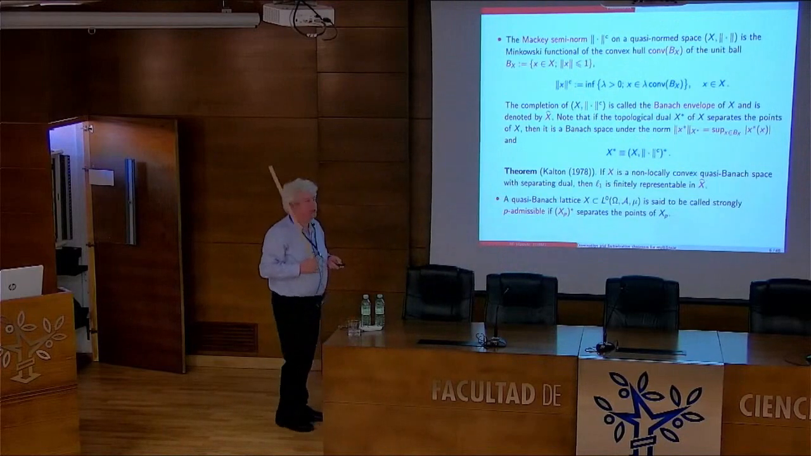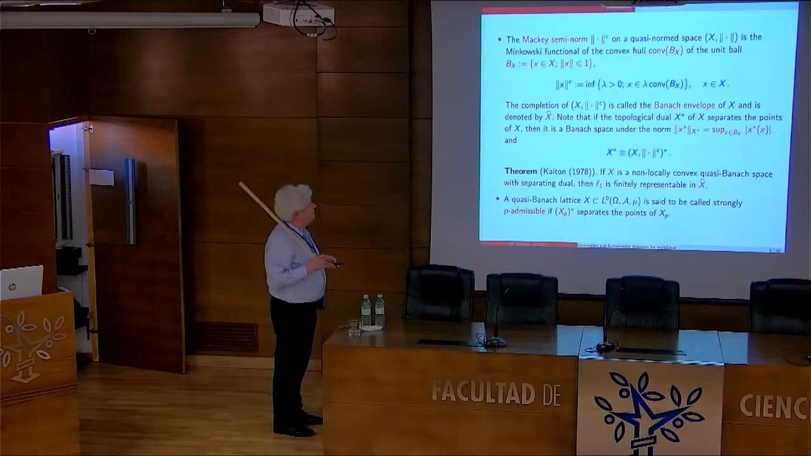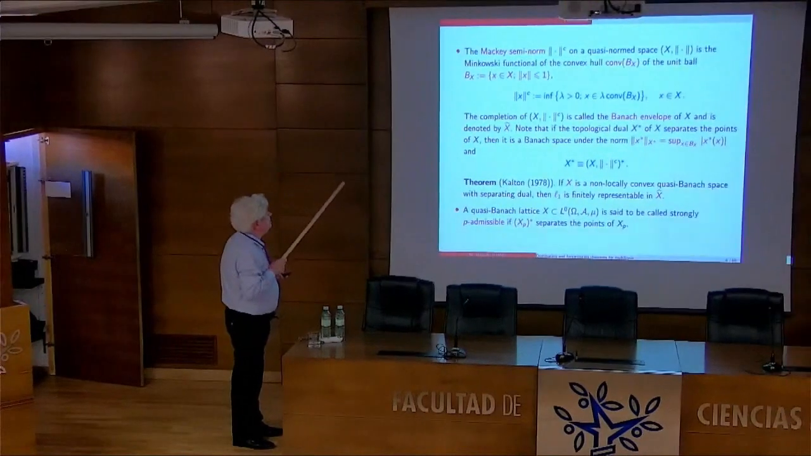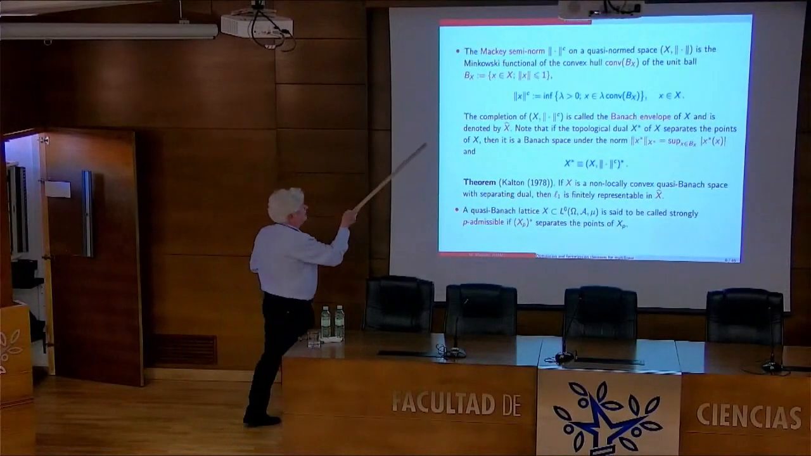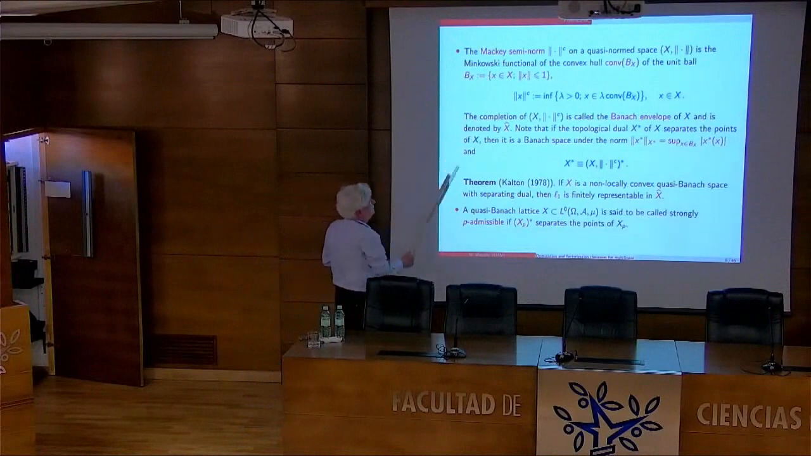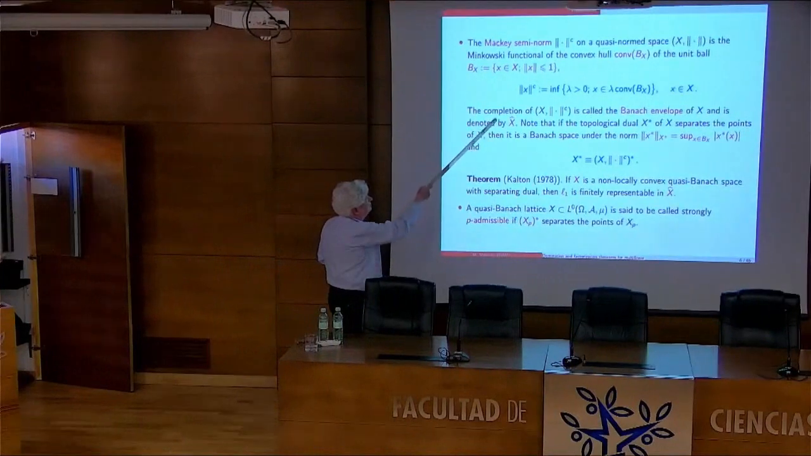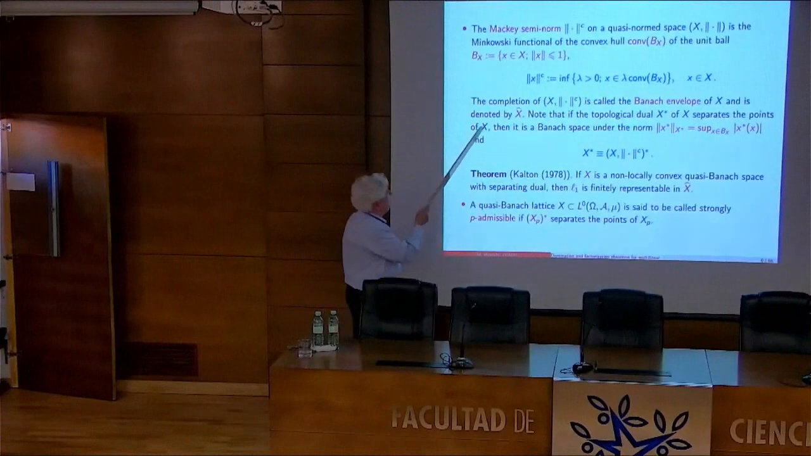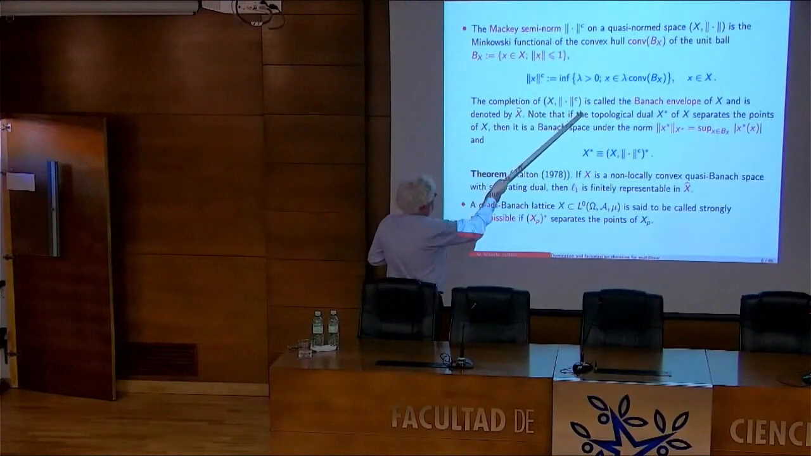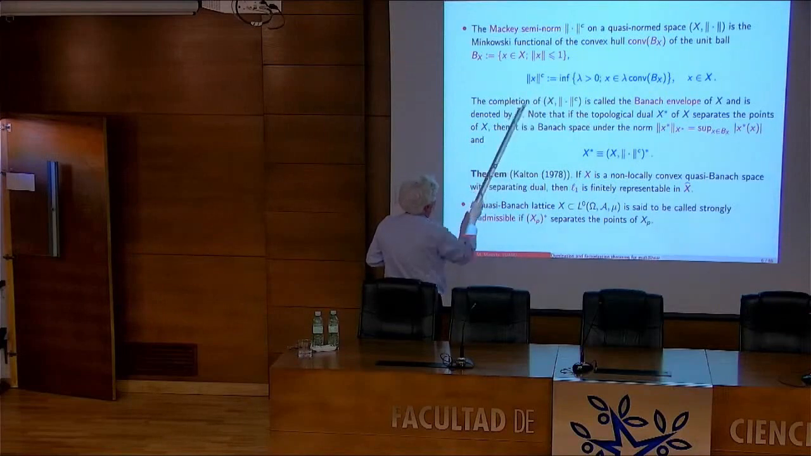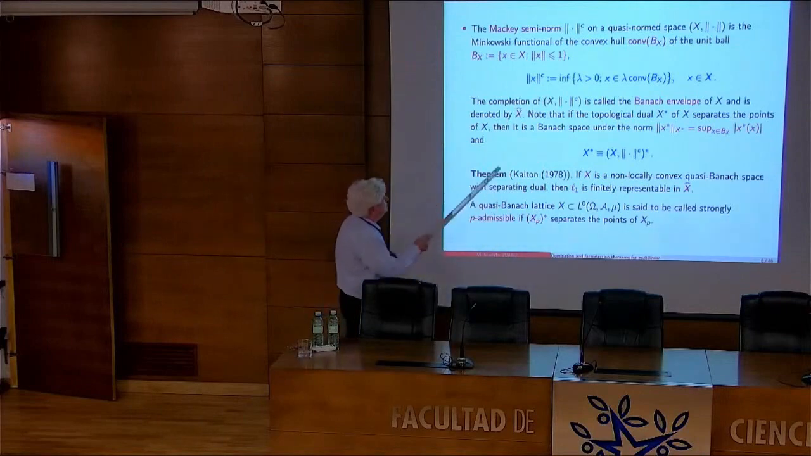In the case of quasi-Banach spaces, our space may have a trivial dual. The Mackey semi-norm on a quasi-normed space is a Minkowski functional of the convex hull of the unit ball, so this gives a semi-norm. If the dual space separates points, this is a norm, and the completion is called a Banach envelope.